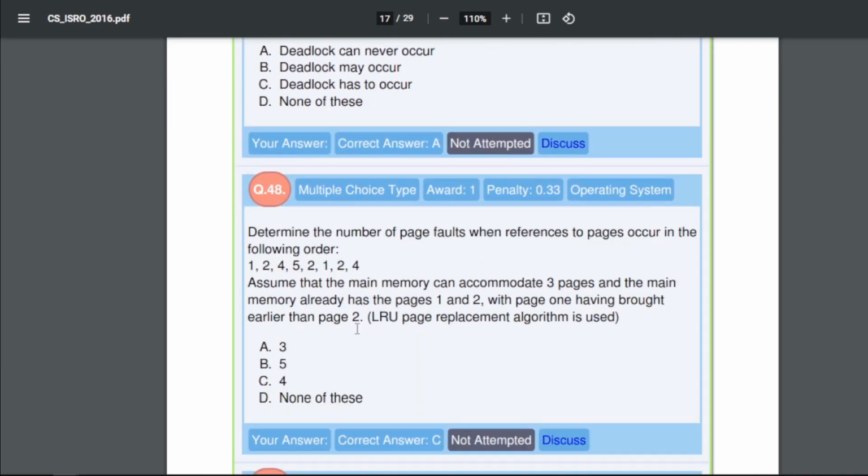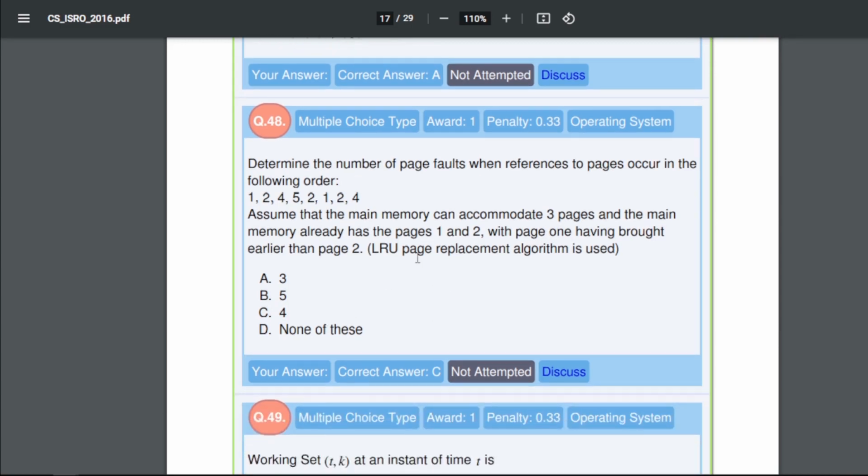48: determine the number of page faults when references to pages occur in the following order. Assume that the main memory can accommodate 3 pages and the main memory already has pages 1 and 2, with page 1 having been brought earlier than page 2. The LRU page replacement algorithm is used here. So what will be the answer here? The answer will be 4, right?